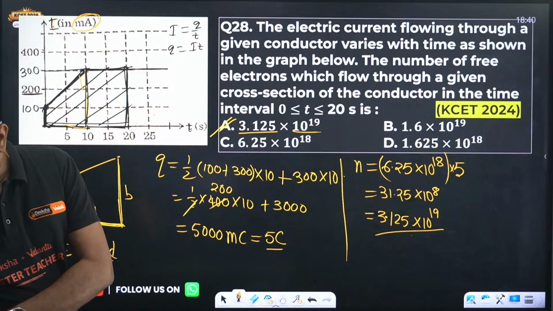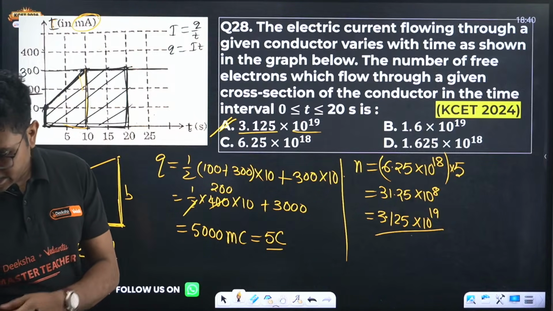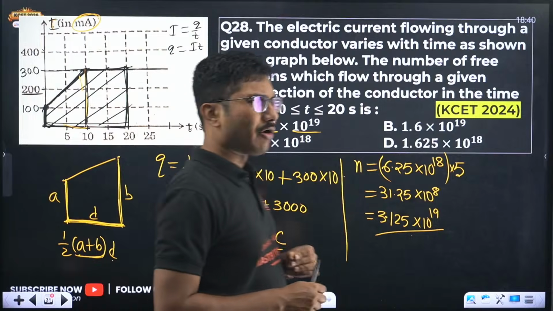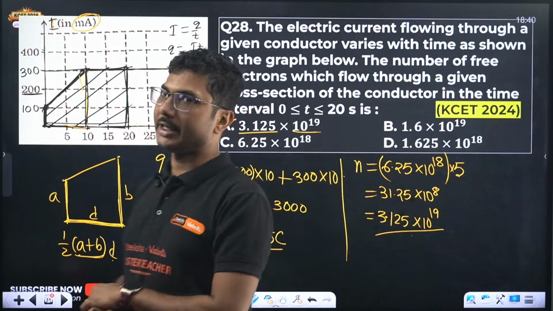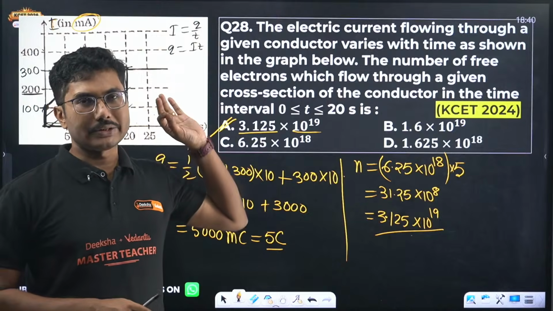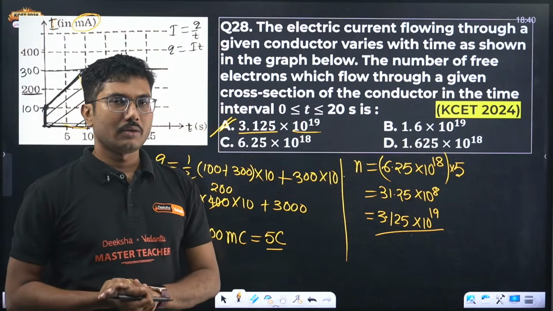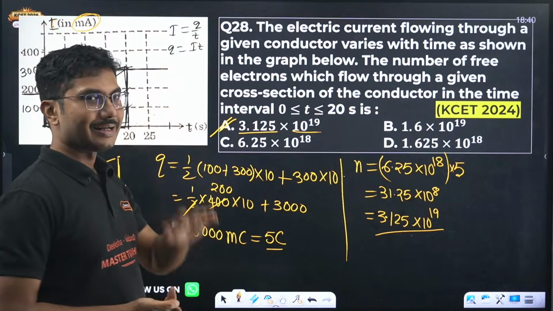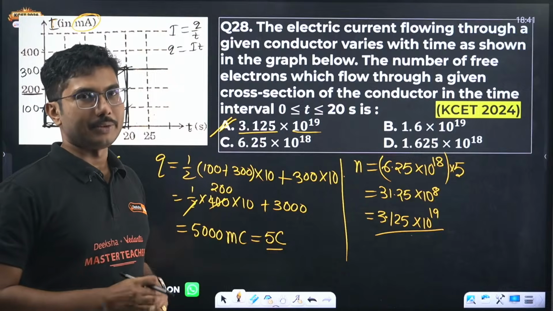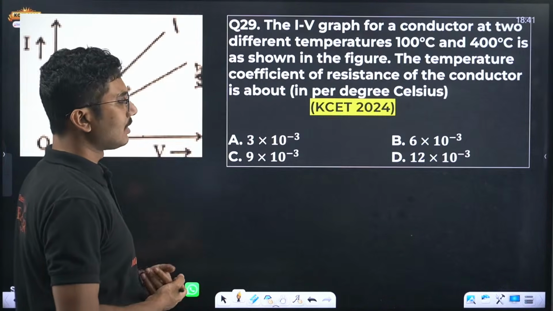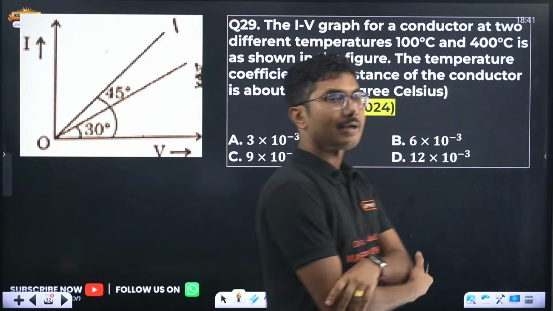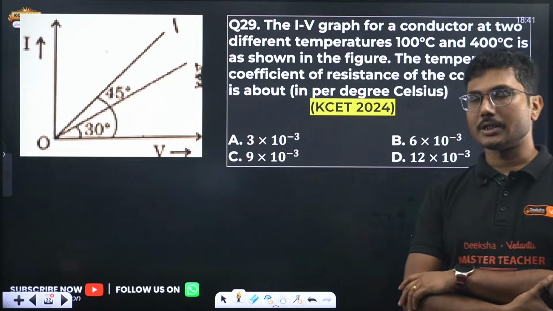Sir, do PYQs repeat without changing data? No, Rajani. Only 1 or 2 times the exact same PYQs came, but that was like 10 years back. In the last 10 years, no PYQ exactly repeated. But yes, concepts and formulas did repeat, but an exact PYQ without changing the formula does not repeat.